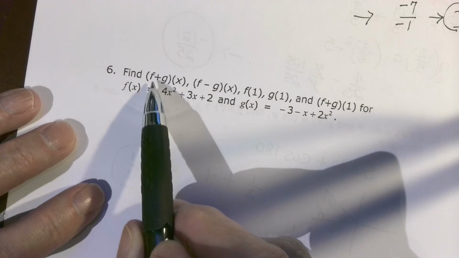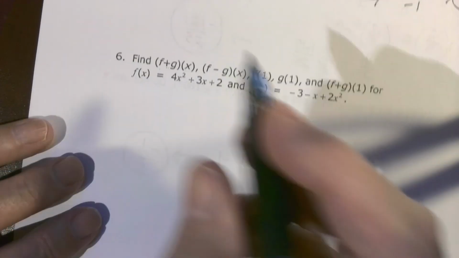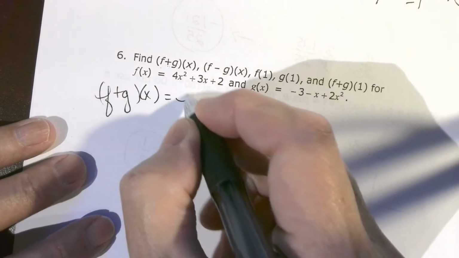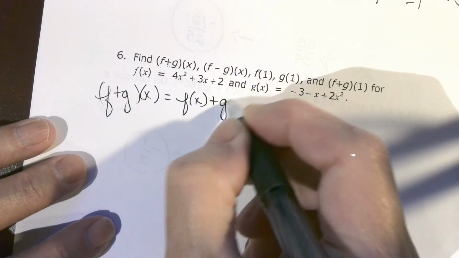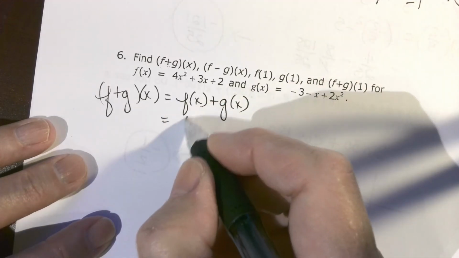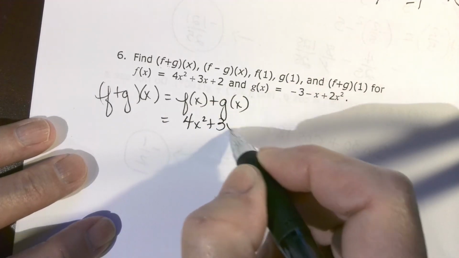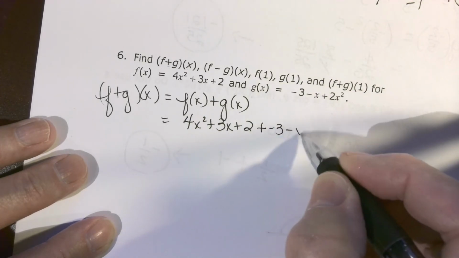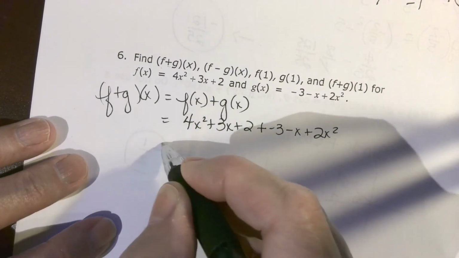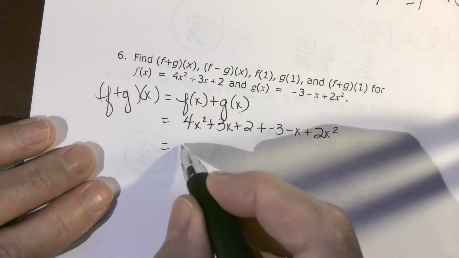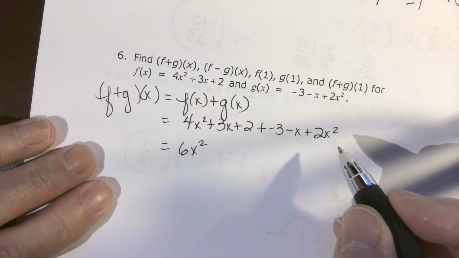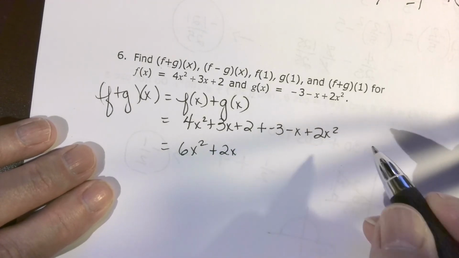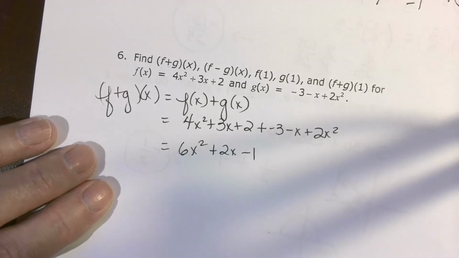But this actually says find f plus g of x. So, f plus g of x is going to be f of x plus g of x. So that's going to be 4x squared plus 3x plus 2 for f, and then you need to add g to it. So you just combine your like terms. You got 6x squared. You got 2x. And then you'll have negative 1.